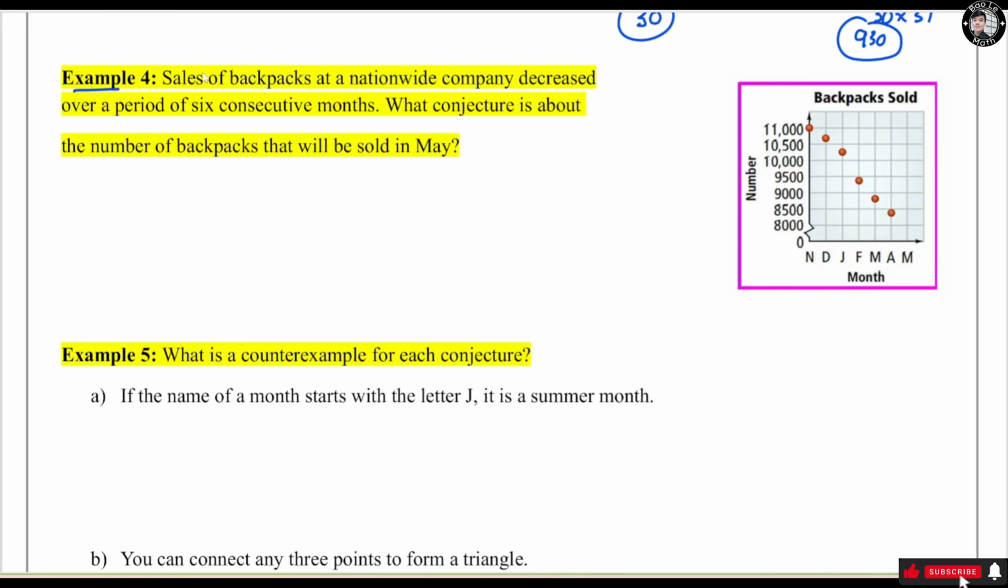Now example number 4. Sales of backpacks at a nationwide company decreased over a period of 6 consecutive months. What conjecture is there about the number of backpacks that will be sold in May? Alright, May is right here and this keeps going down, right? So it should be somewhere right here, right? So you can project this one. It's gonna be approximately 8,000 backpacks in May, right?